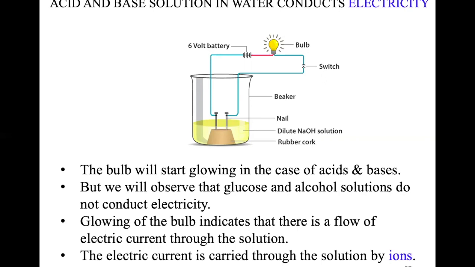Take HCl, an acid, H positive, Cl negative. In water they will form ions. Okay, so in water, acids are going to form ions, bases are going to form ions, salts are going to form ions.